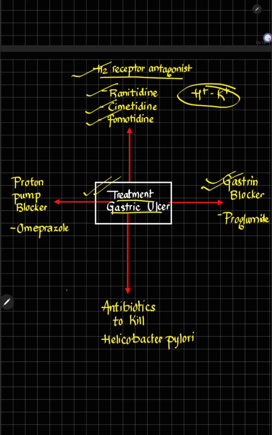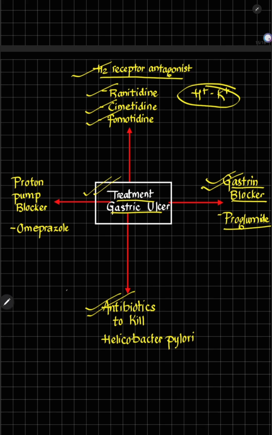Then we will see gastrin. As we know, gastrin is a potent stimulator of HCl secretion. So we will give gastrin blocker drugs such as proglumide. Then what is another treatment? Antibiotics to kill the Helicobacter pylori. As we have seen, there are three main reasons. First is hypersecretion due to gastrin. We have the treatment as proglumide.